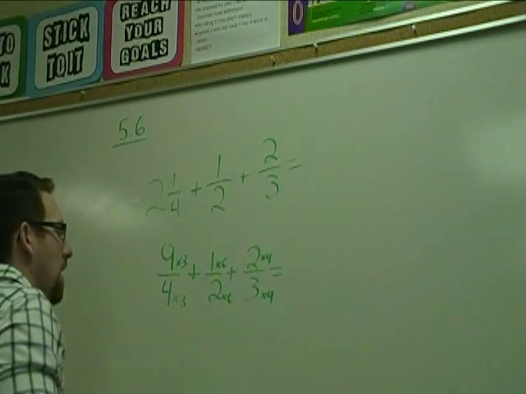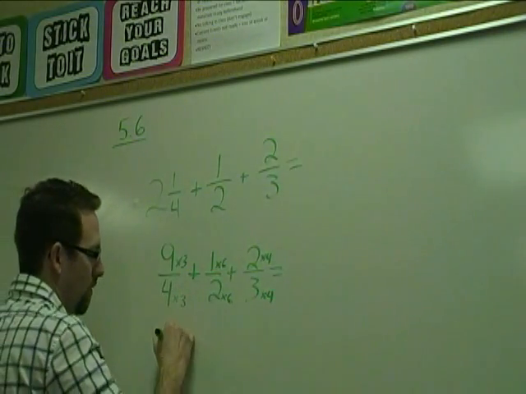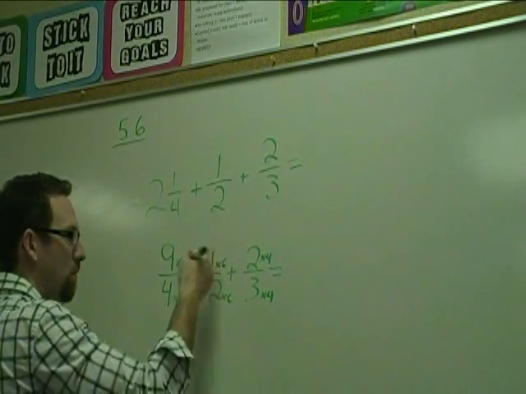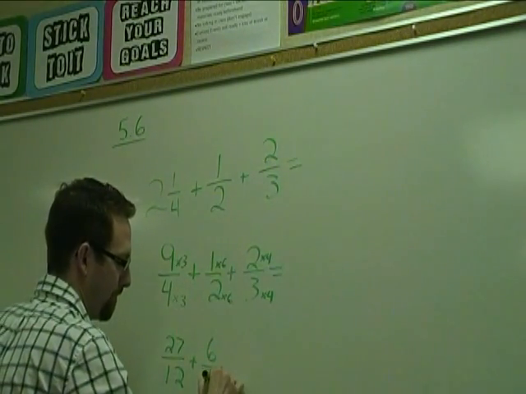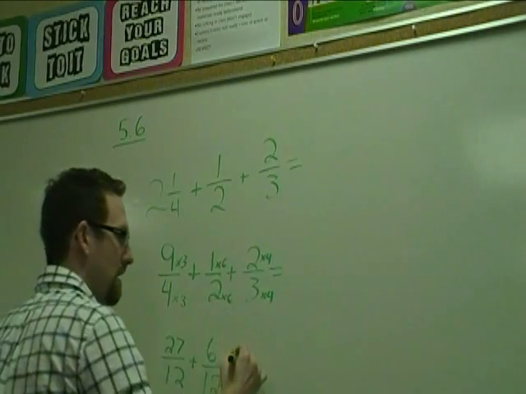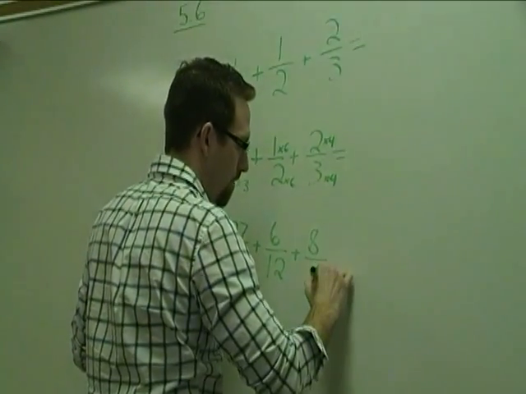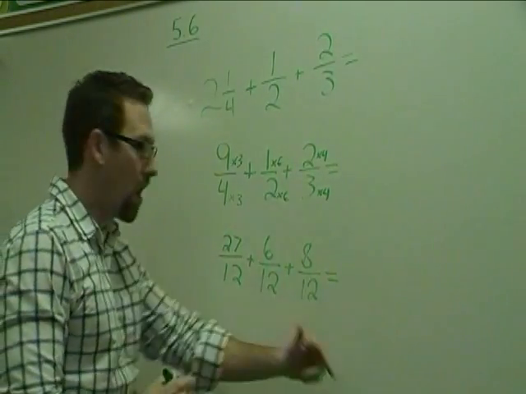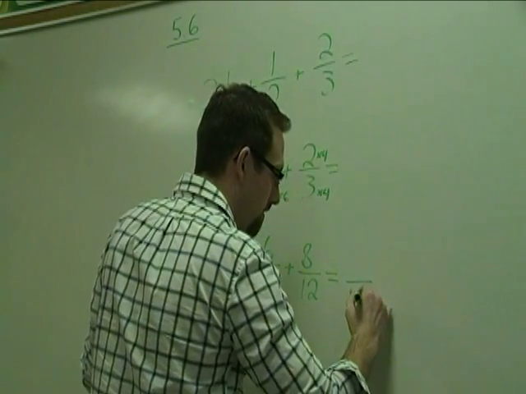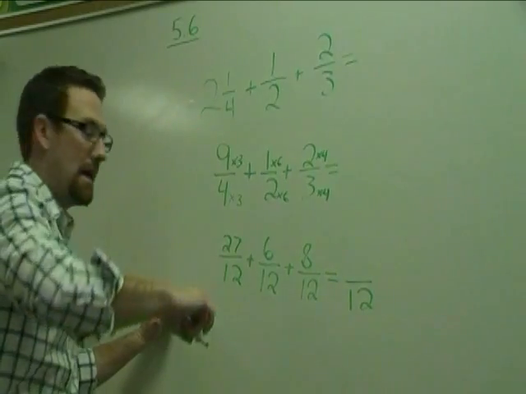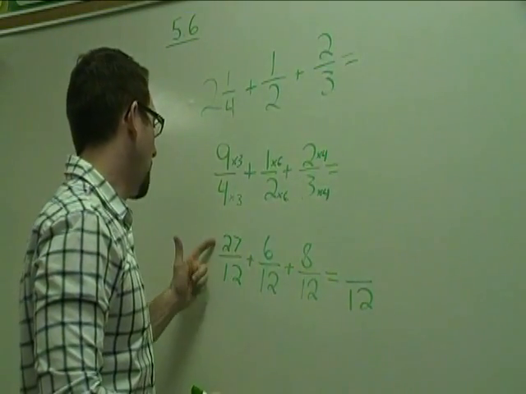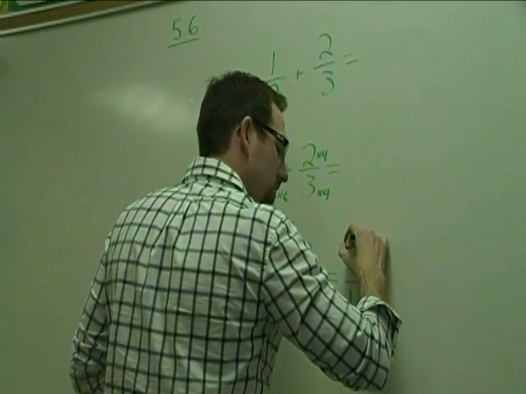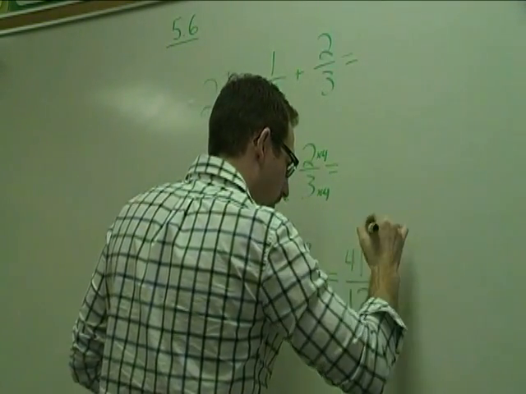Okay, let's go ahead and work this out. So that's 27. 9 times 3 is 27. Okay, 1 times 6 is 6. And that's going to give me 8 over 12. And now you can just simply add these 3 numbers together. The bottom, of course, stays the same because it's addition. So we know our denominator is 12. Okay, 27 plus 6 is 33. Plus 8 is 41. Yeah, 41.